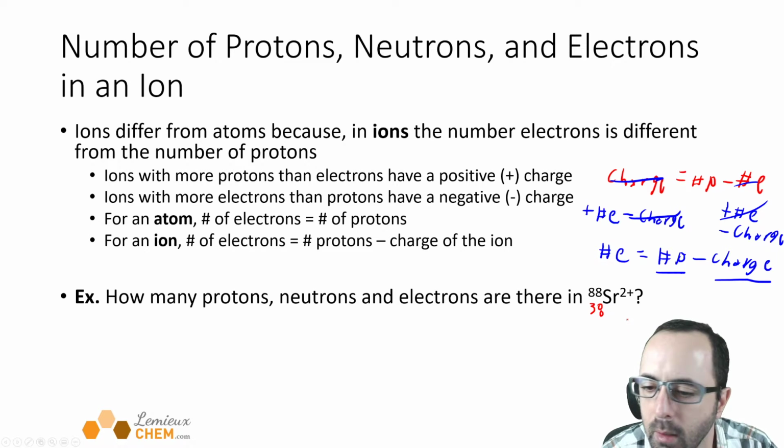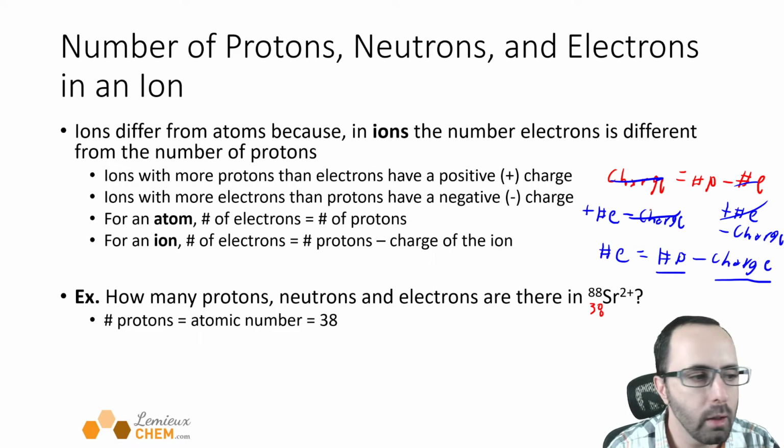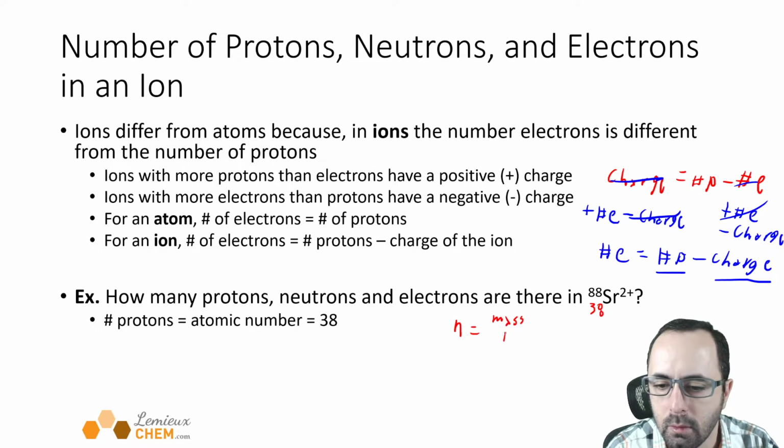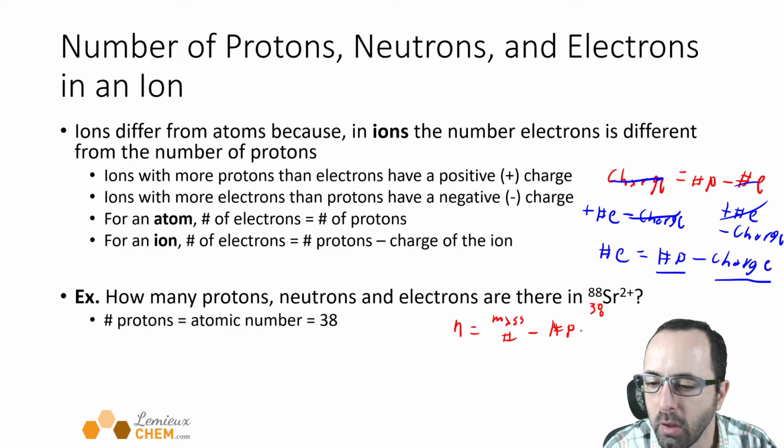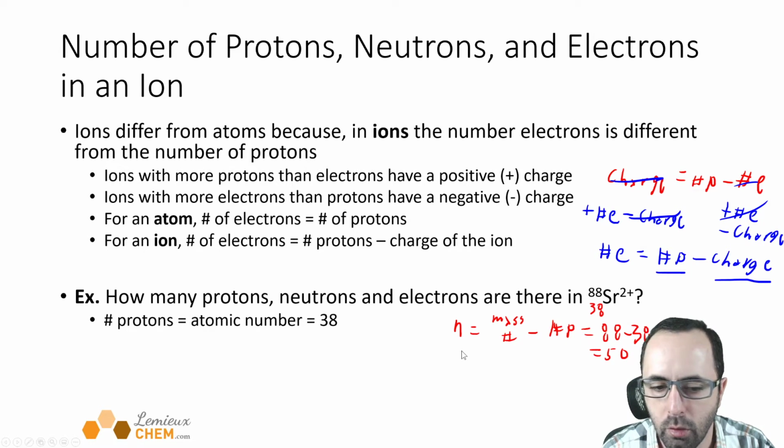So since it's strontium, we know that it has 38 protons. The protons are equal to the atomic number. To find the number of neutrons, the neutrons here are going to be the mass number minus the number of protons. That's the same as from before. So that's going to be 88 minus 38. That is 50. So we have 50 neutrons.